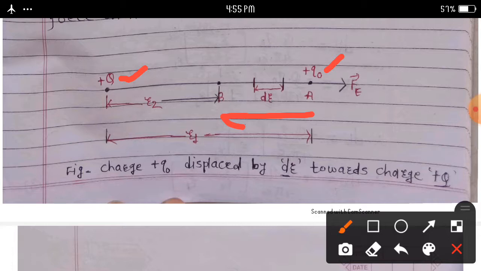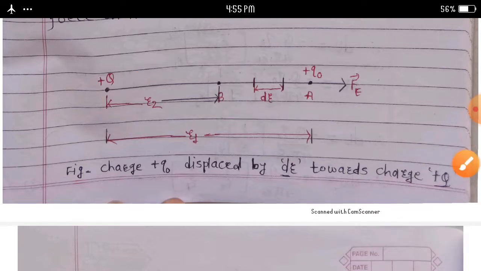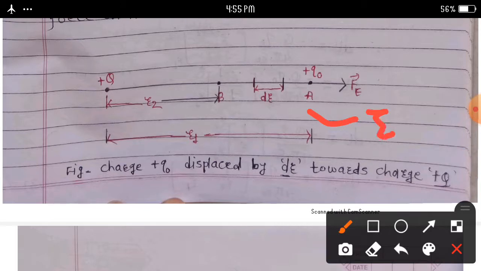At the respective distances, suppose at A we consider distance small r1 and at B distance r2 from point O, against the force on it. Suppose this force is F suffix E. This is the force when plus q0 is displaced by dr toward the charge plus Q.